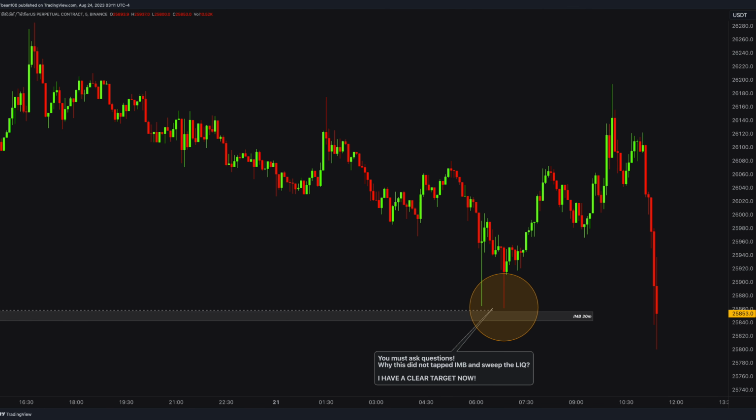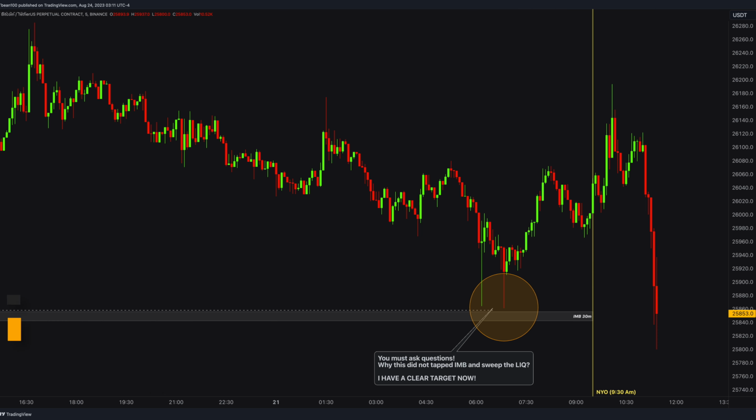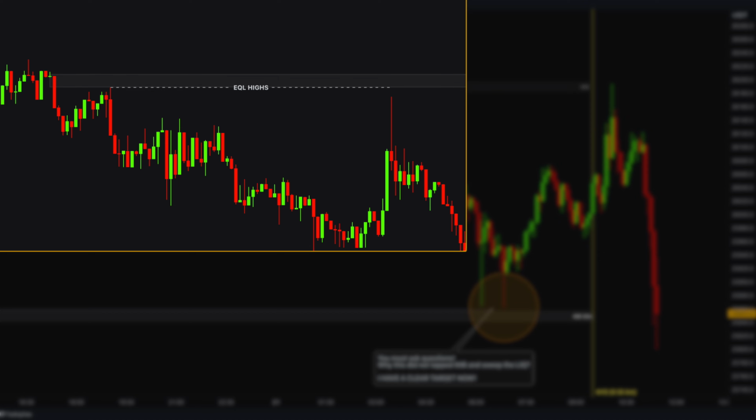Let's get back to the New York opening. Right now, I found my target and I have my bias set. Remember, targets are for determining the bias. The question is now, where can I short the Bitcoin? With further analysis, you can notice this internal equal highs, which is combined with another internal imbalance.